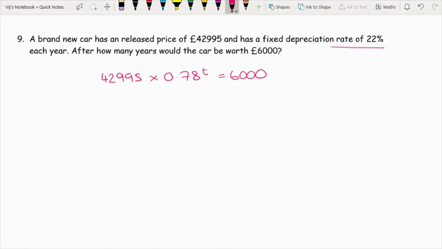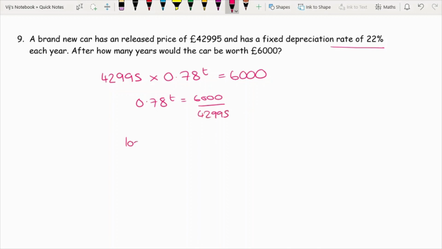So not equals. If it was less than £6,000, then the inequality would be going this direction. I'm just going to get rid of that. Now what we want to do is take the 42,995 over to the other side, so we get 6,000 over 42,995.